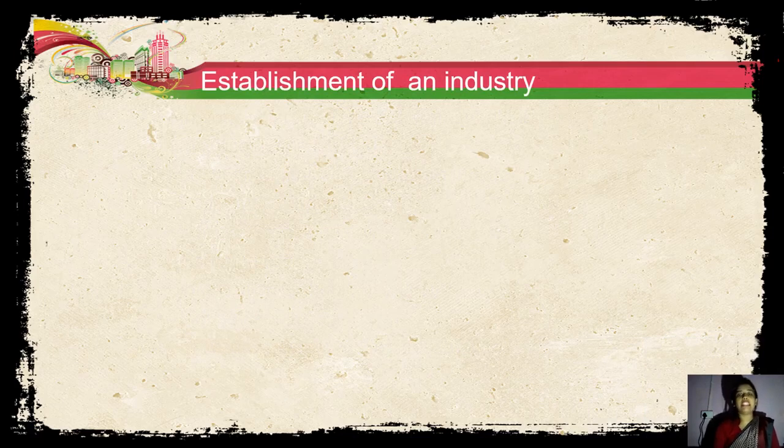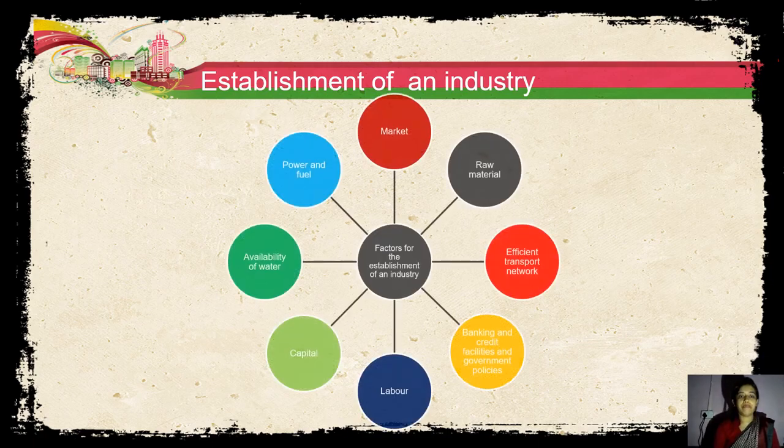So now we will discuss what are the factors needed for establishment of industry. These are 8 factors that are needed for establishment of an industry. First we will start our discussion with the raw material. Raw materials are the materials with the help of which you can change. Industry is a place where raw materials are changed into final products, but raw material is very important.